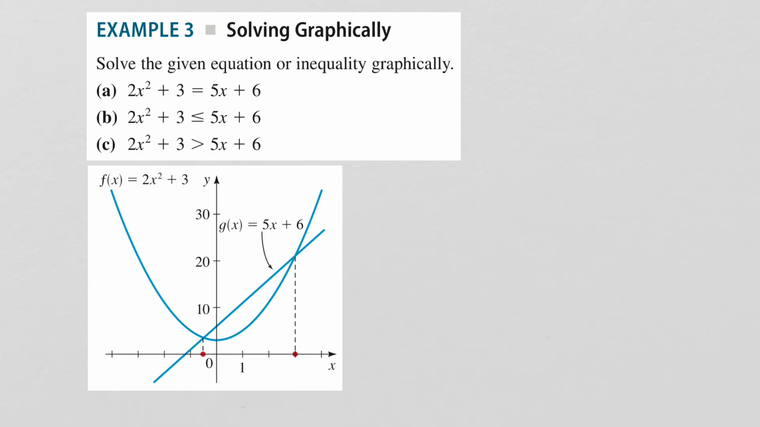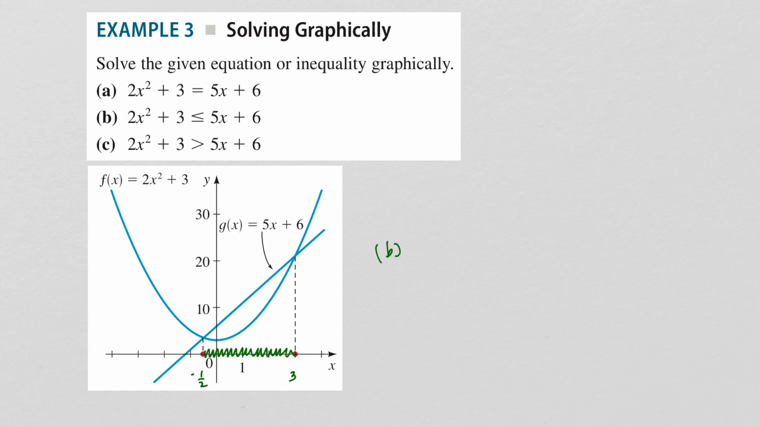Now for the second part, we want to know when is 2x squared plus 3 less than or equal to 5x plus 6. So that means we want 2x squared plus 3 to be below 5x plus 6, which means we want the parabola to be below the line. So you can see the line is here, and the parabola is here, and the parabola is below the line right in here. So the solution here is going to be all of the values of x between these two numbers. And again, this was negative 1/2, and this was positive 3.